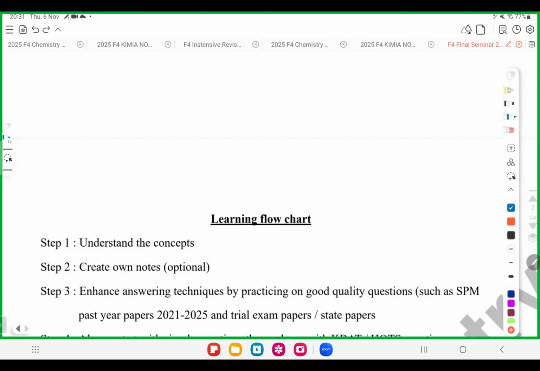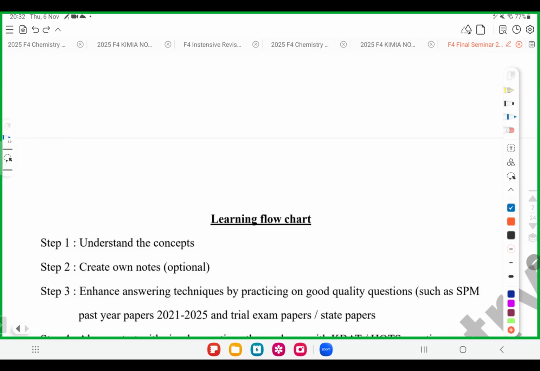So answering techniques, you have to do it by practicing on good quality question. What is good quality question? Past year paper and trial exam paper. I don't want you to waste too much time to do some reference book exercise or textbook exercise. I don't want you to waste too much time on it.